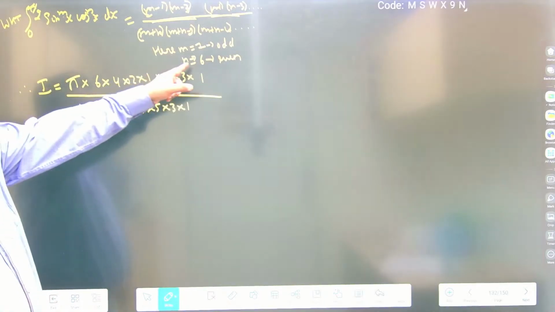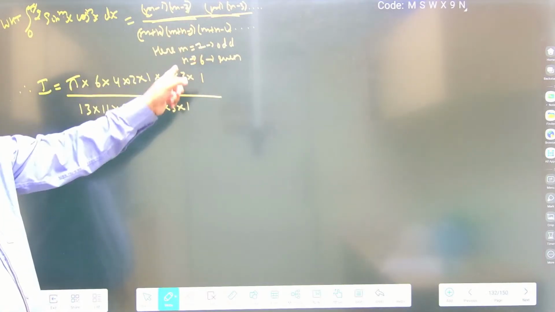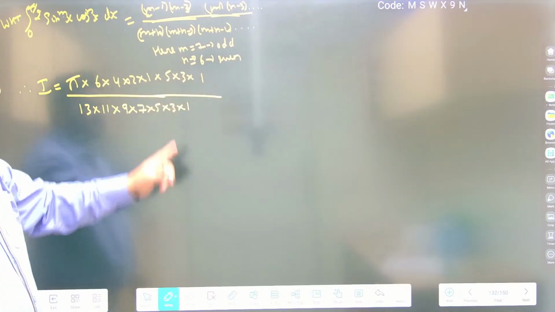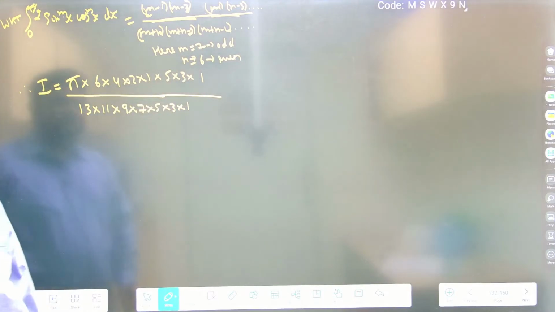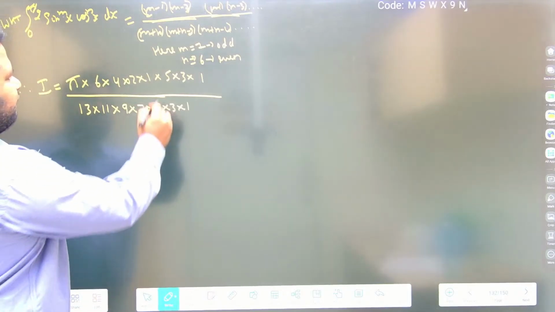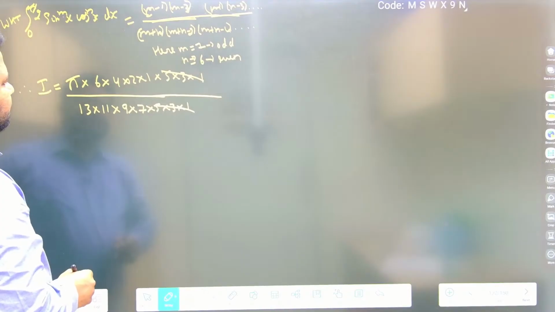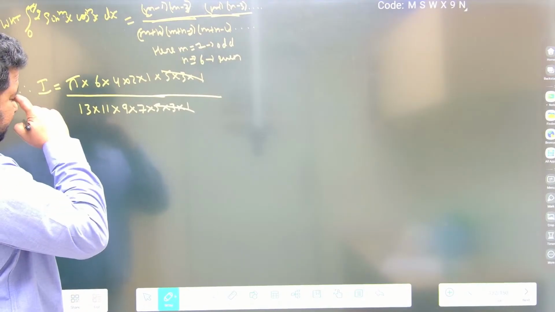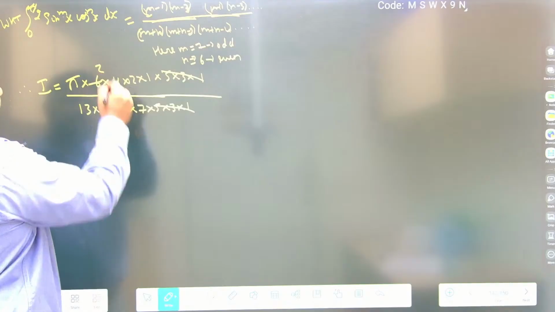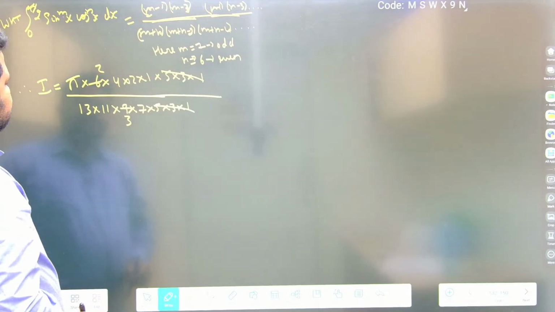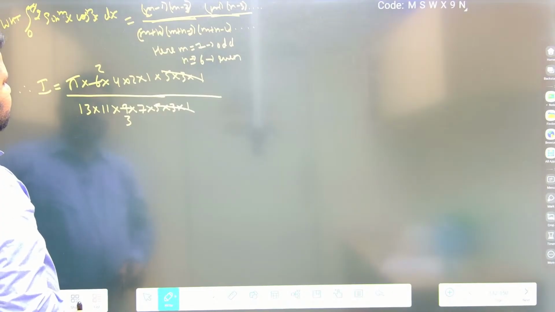6 minus 1 is 5, 6 minus 3 is 3, and 6 minus 5 is 1. This is what we will have. Now see here what I can cancel. 531 is there, so I can cancel 531. What else can I cancel? See here, this is three 2s, this is three 3s. That's all we can cancel.